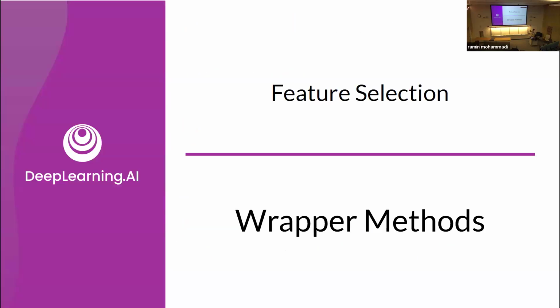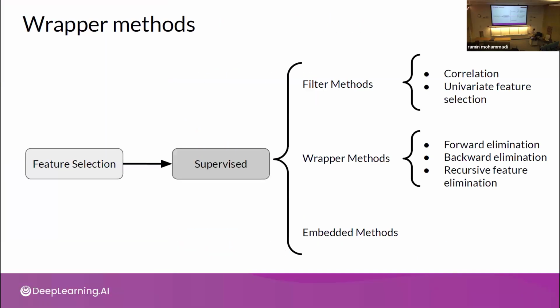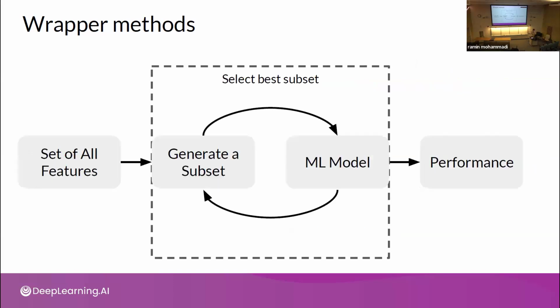Now, these are filter methods. On the other end, we have wrapper methods. Wrapper methods are techniques like forward elimination, backward elimination, or recursive feature selection, which probably you have worked with before. The idea of wrapper methods is that you have all the features, you pick a subset, develop a model, you check the performance, and you continue with that process.